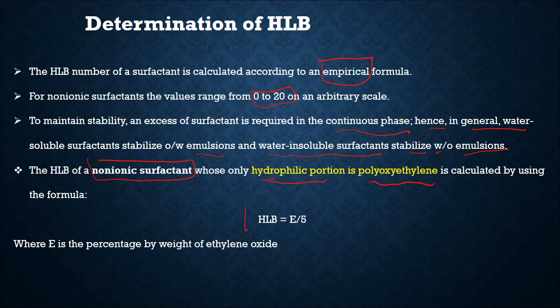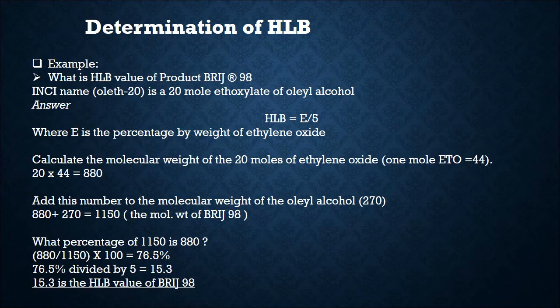by using this equation. So E is the percentage by weight of ethylene oxide. I guess you have learned this in your dosage form design in your first year. So here are some examples of calculation. What is the HLB value of these products? Okay, this product has 20 moles of oxyethylene oleyl alcohol.